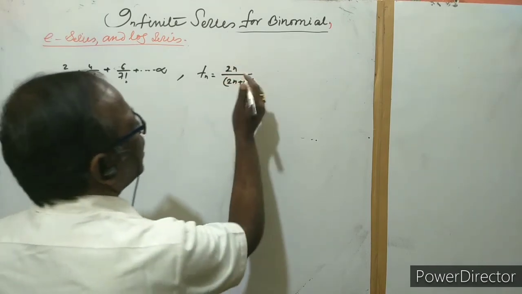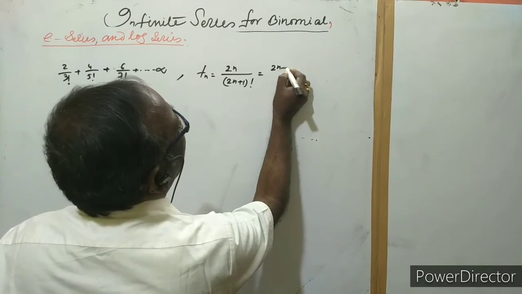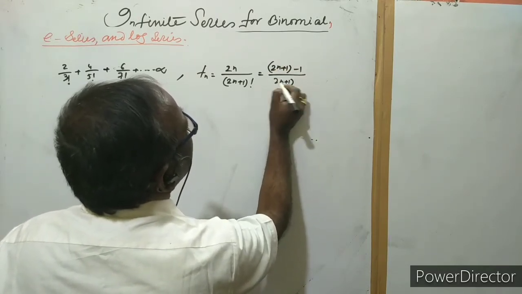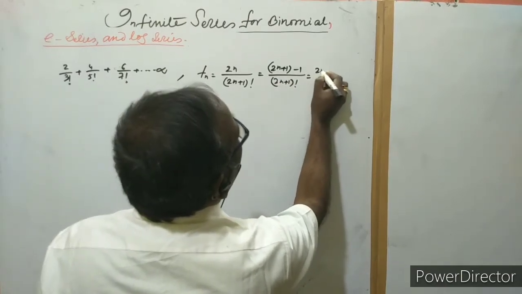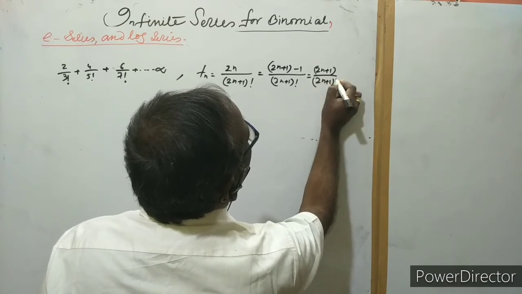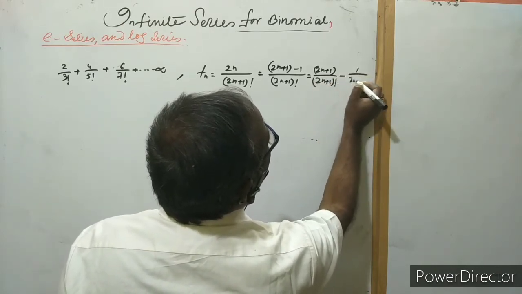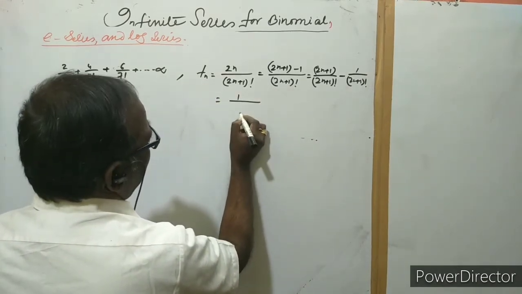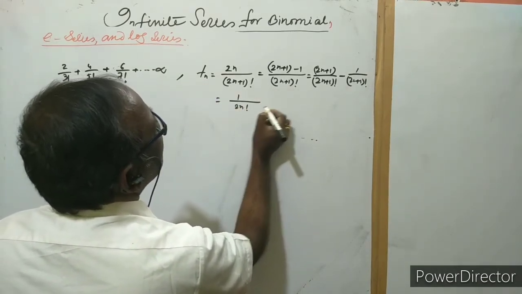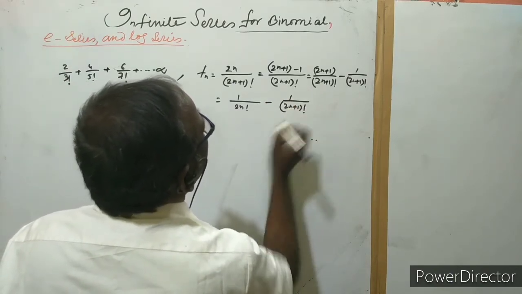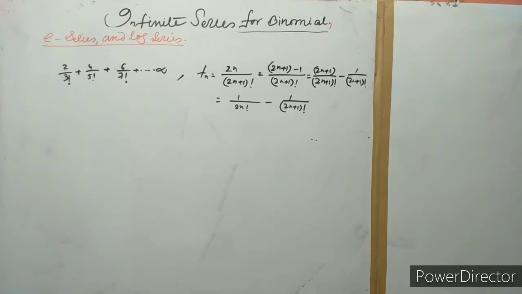So that's why 2n. And we can write here 2n plus 1, after that minus 1. So 2n plus 1, this is factorial. And doing 2n plus 1 by factorial 2n plus 1 also there. And after that 1 by 2n plus 1 factorial. Okay, so you get here 1 by 2n factorial, and minus 1 by 2n plus 1 factorial. Okay, so this is the simplification.